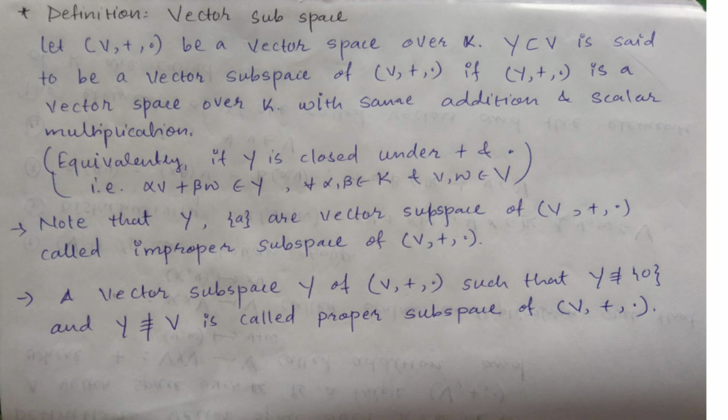So note that Y = V and Y = {0} are vector subspaces of (V, +, ·), called improper subspaces of V. If my Y is different from {0} and different from V, it is called a proper subspace of V. So here are improper and proper subspaces of vector spaces.